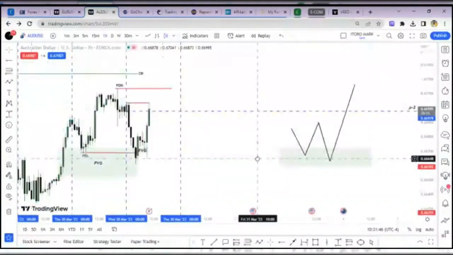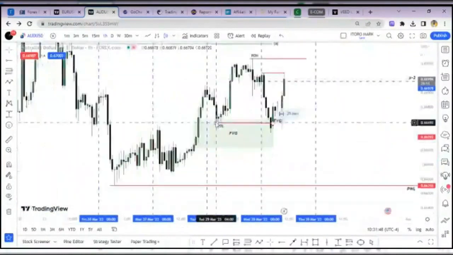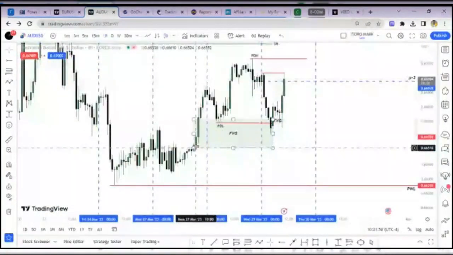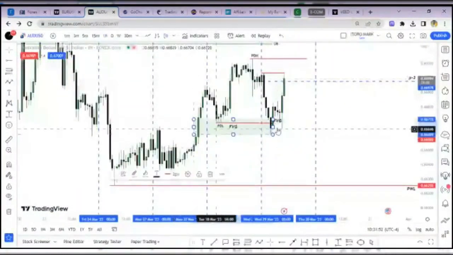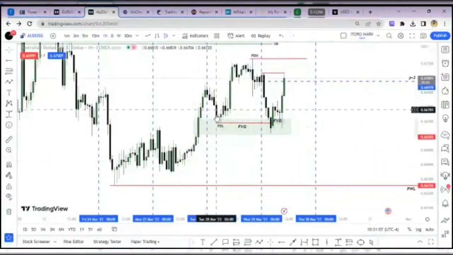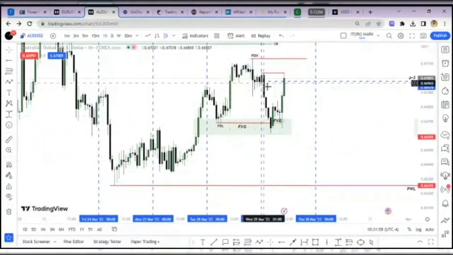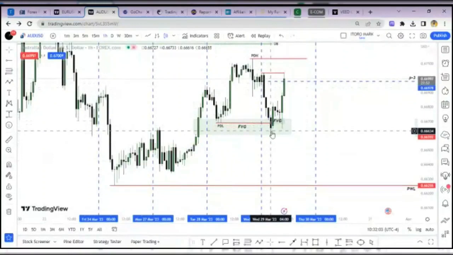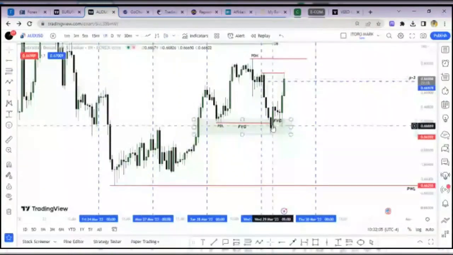That's what I basically used on this trade. This was the fair value gap on the 1 hour time frame. That's the fair value gap. That's what I saw. Then this previous day low, and then price did what? Came, grabbed the previous day low during London session.